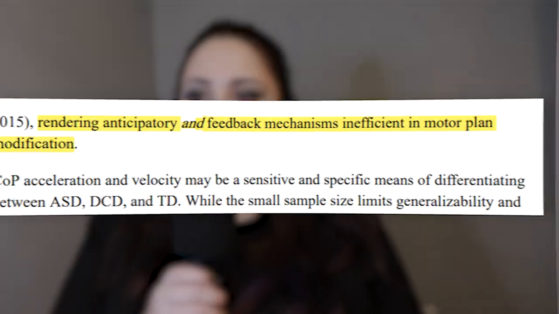Basically, they found a difference in the speed and type of movements between those with DCD and those with ASD. Those with DCD lacked a fluidity in their movements, which they attributed to slower feedback mechanisms. In contrast, those with ASD had slower movements that were more fluid. However, as they noted, even though these were more fluid movements, they were equally as inefficient as the type of movements that the DCD individuals were making.